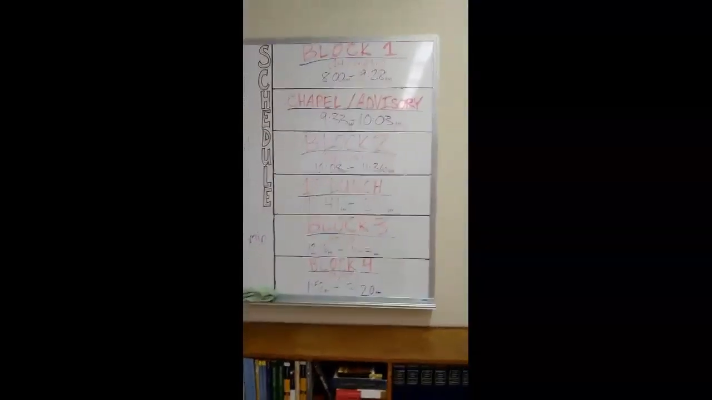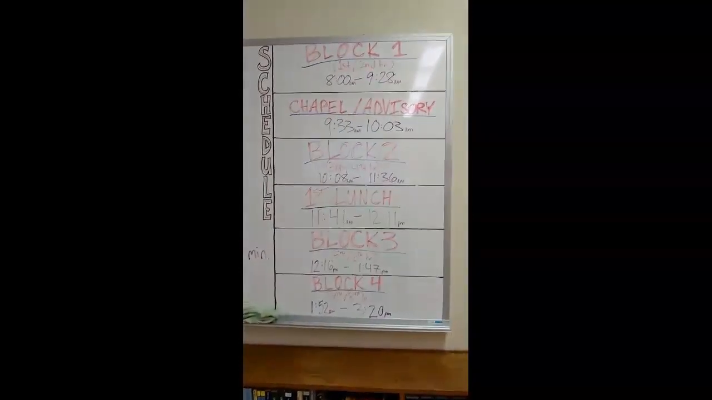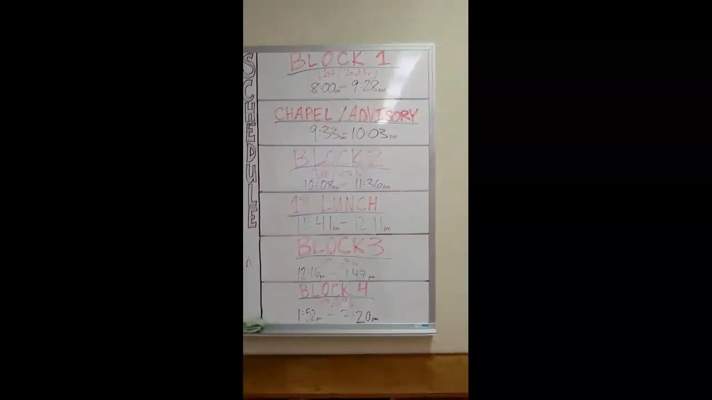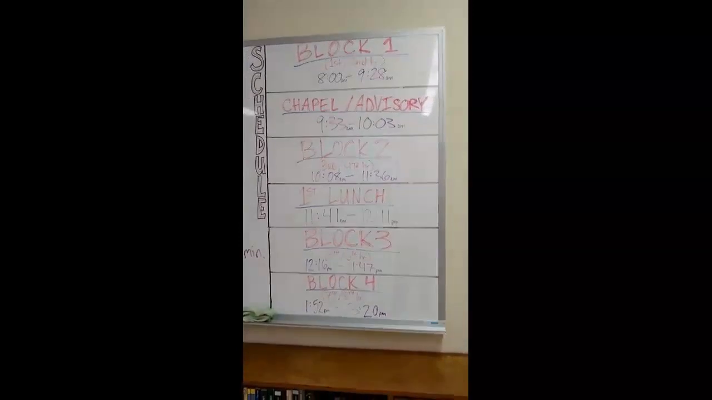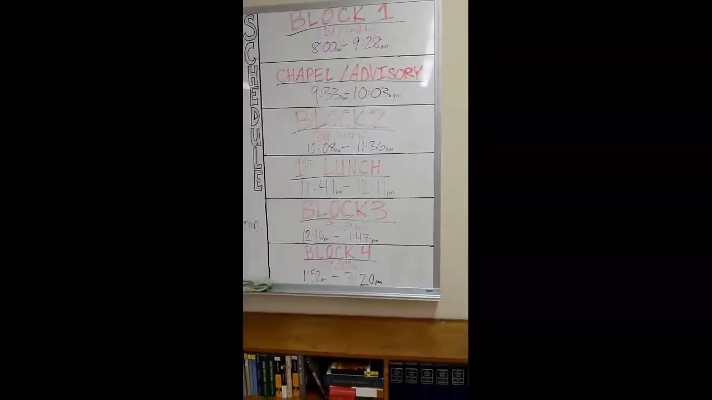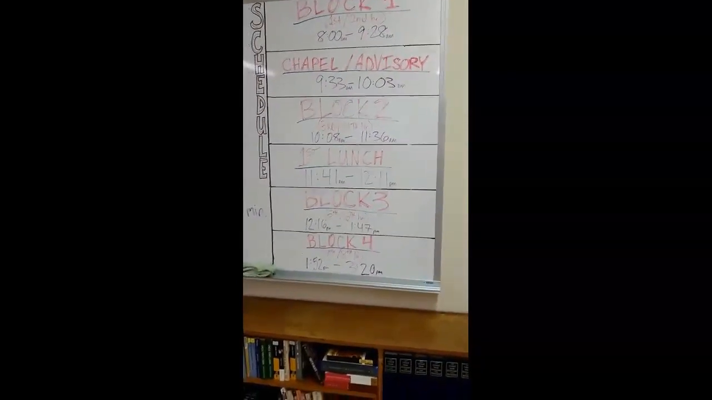The last thing on the whiteboard is the daily schedule. This is partially for me and partially for you. It's going to take us some time to memorize when classes begin and end. So you'll notice I put it by block. So block 1, whether it's first or second hour, odd day or even day, is from 8 to 9:28. Chapel or advisory from 9:33 to 10:03. Block 2, so whether it's third or fourth hour, that's the one that I have off, 10:08 to 11:36.